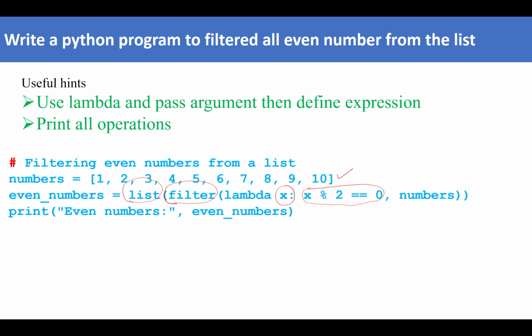That means the displayed list is in the form of even numbers, and the iterable returned by the filter contains only the even numbers. Okay, so this is a very basic syntax of the lambda functions. I hope you understand this whole concept.